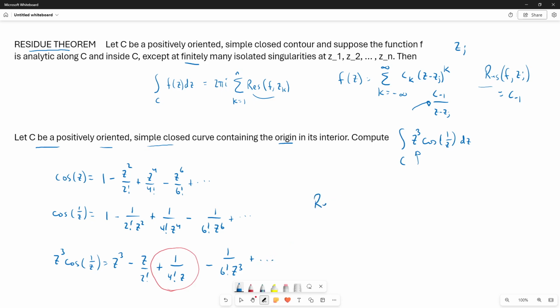So the residue of our function f of z, this one is f of z here, at 0, when we make the Laurent series centered at 0, the residue is the coefficient of 1 over z, and that coefficient is 1 over 4 factorial, which is 1 over 24. And so according to the residue theorem, this integral is equal to 2 pi i times the sum of the residues. There's only one residue because there was only one singularity, and that is 1 over 24. So we can simplify, canceling the 2, pi i over 12.